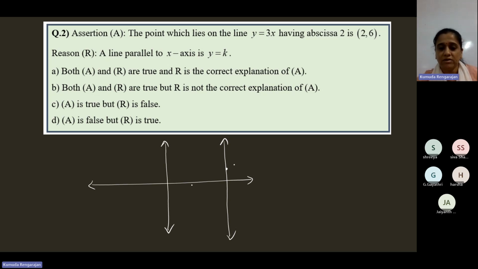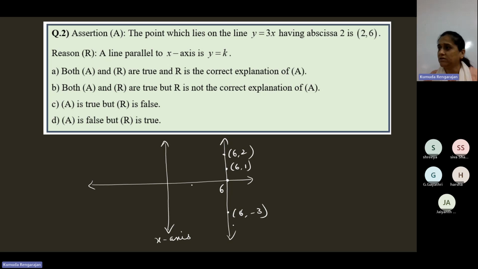Let's mark some points. Say this is 6. So this will be 6, 1. This will be 6, 2. And this one will be 6, -3, something like that. We have taken a line parallel to the y-axis and marked some points on it: 6, 1; 6, 2; 6, -3.